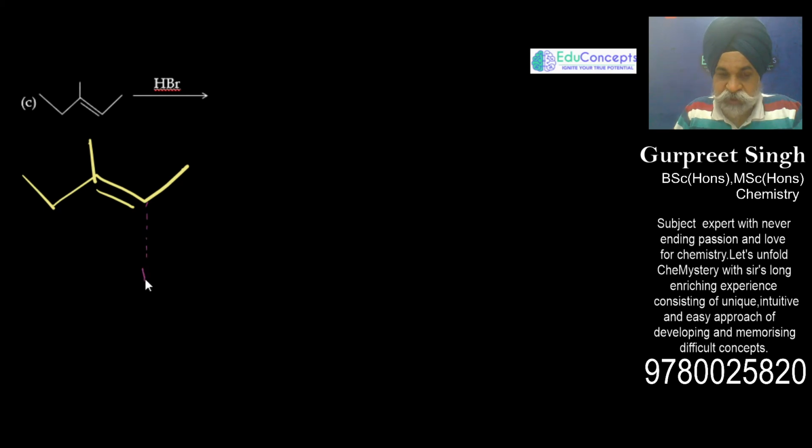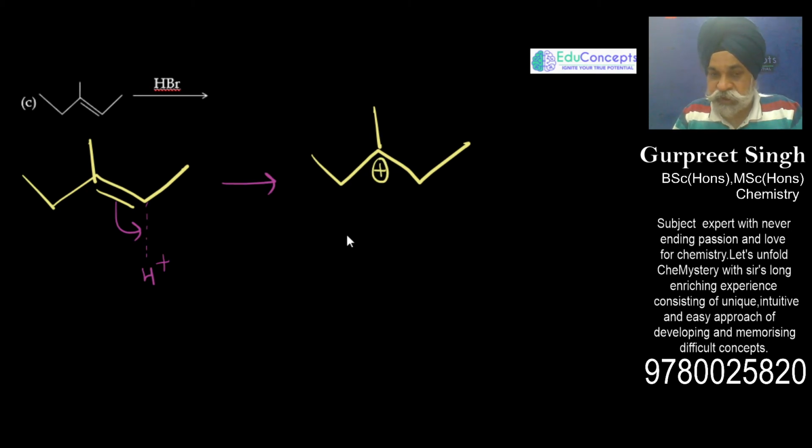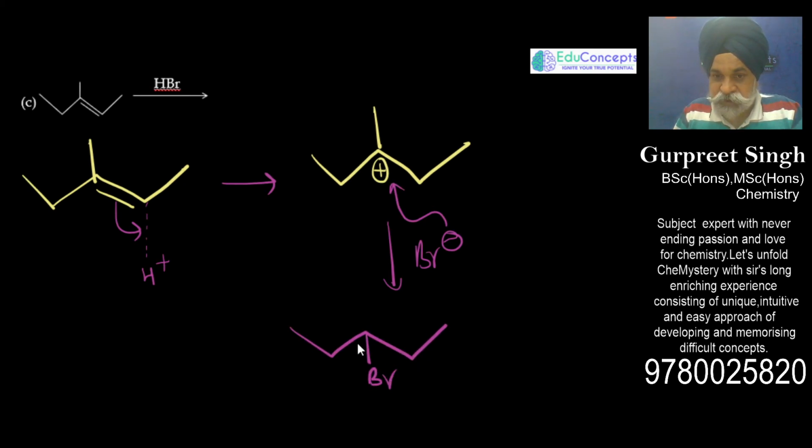First the H positive would attack here. As a consequence, what we get is a carbocation, and the carbocation which we got is tertiary, and this tertiary carbocation is quite stable. Now Br negative would attack this one. So in the end we shall get this type of a moiety. This moiety has two similar groups: this ethyl group, and on this side also there is an ethyl group.